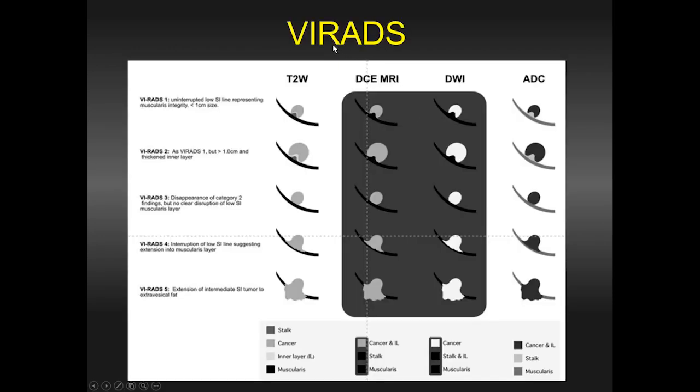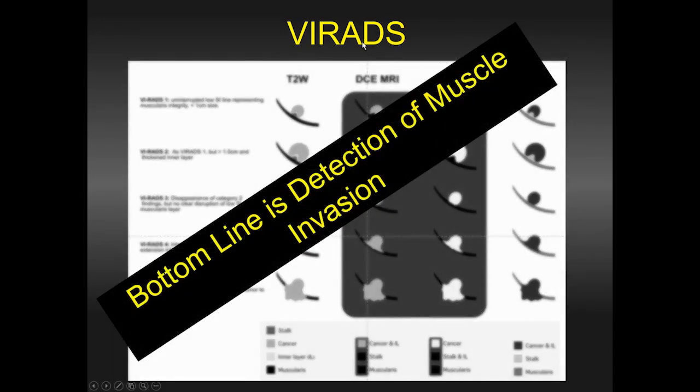Now, if you look at the literature, there has been a recent spate of articles looking at VI-RADS, which is basically a reporting schema that, similar to PI-RADS in prostate cancer and BI-RADS in breast cancer, has been proposed for accurate assessment of the bladder cancers. And it uses T2 weighted images, dynamic contrast enhanced images, and DWI to make the assessment.